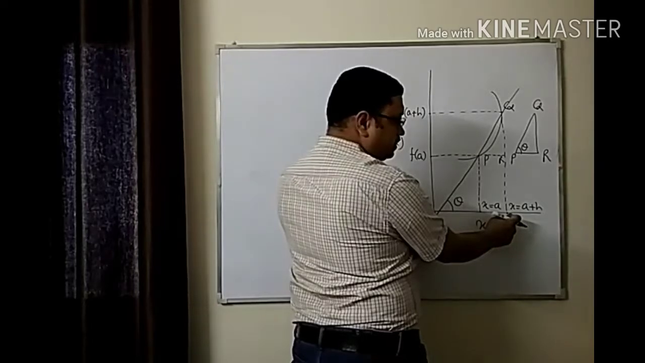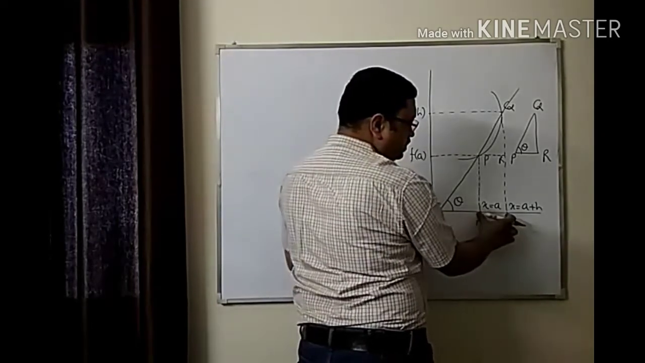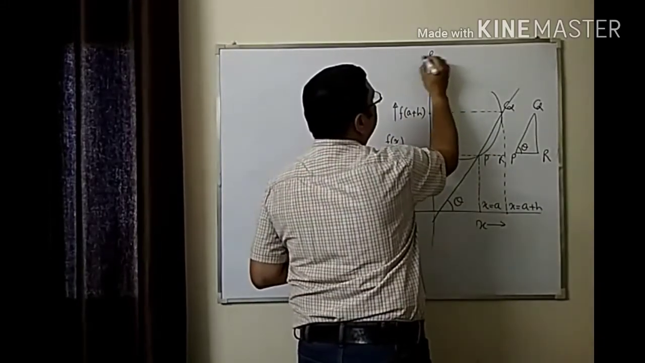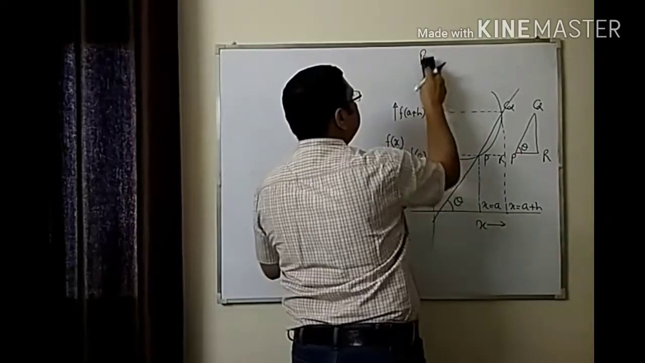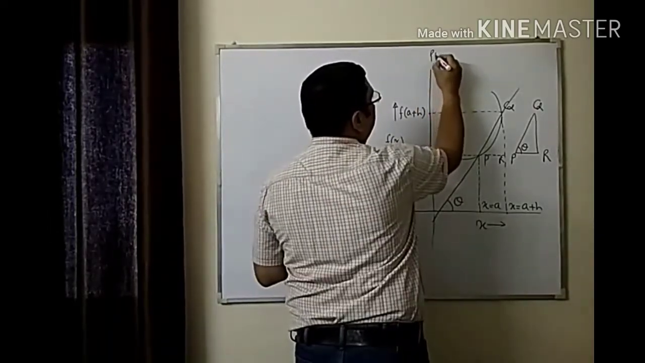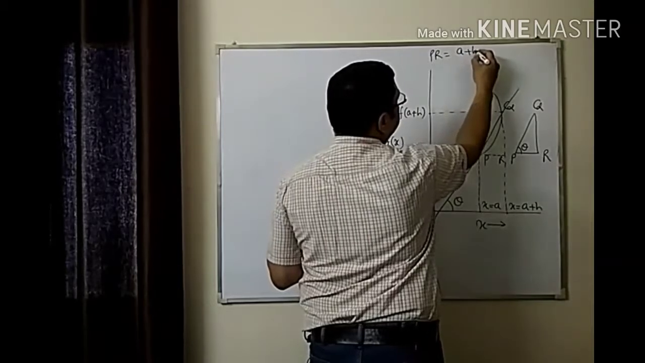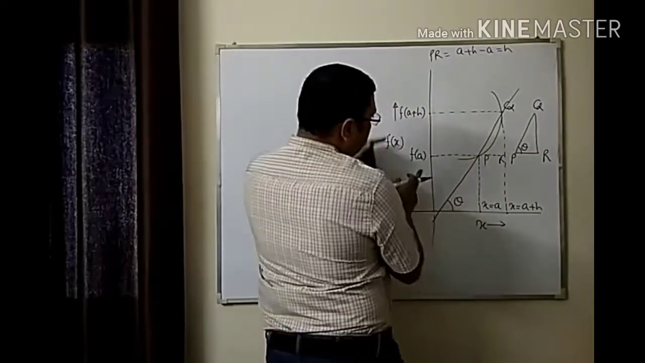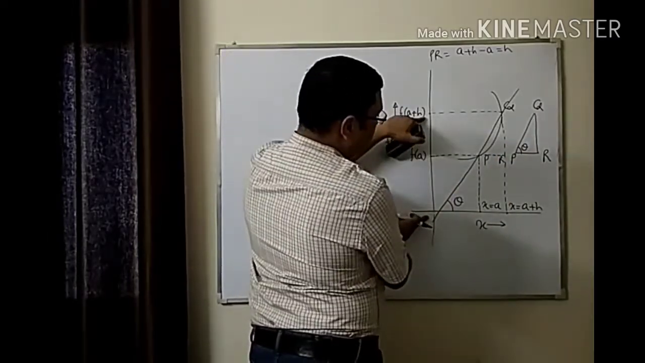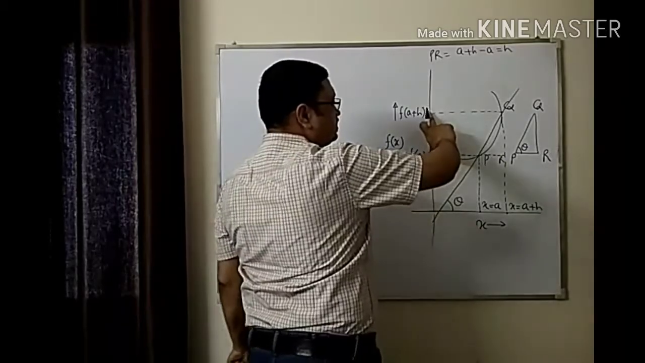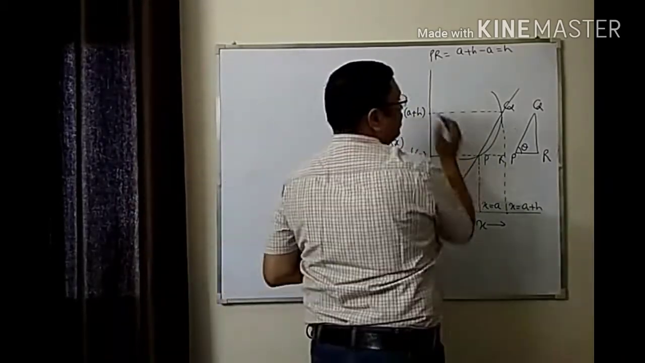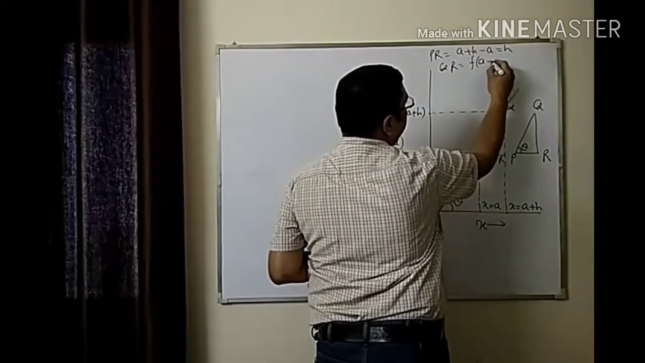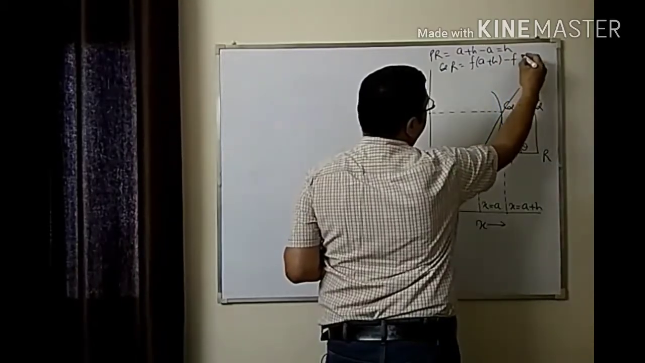This distance is a plus h, and this is a. So PR is a plus h minus a, that is h only. And for QR, this distance is f(a plus h) and this is f(a). So QR will be f(a plus h) minus f(a).